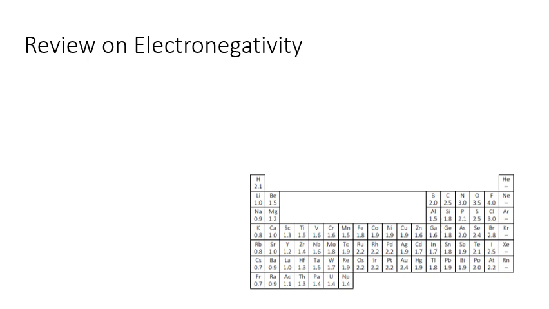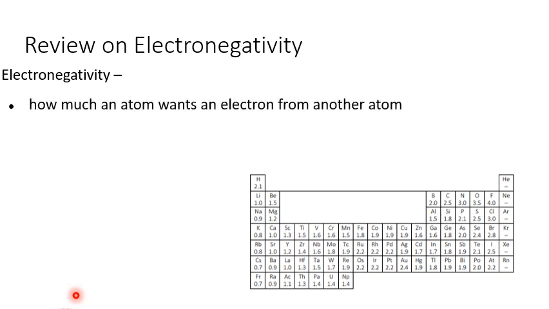All right, today we're going to build on what we know about bonding by introducing a topic called electronegativity. Now, before we get too far, we should probably define what electronegativity is. As we watch this, make sure you write down notes. You should have gotten a packet already, and write down these notes as we go through them. So, electronegativity. First off, electronegativity is how much an atom wants or attracts an electron from another atom.